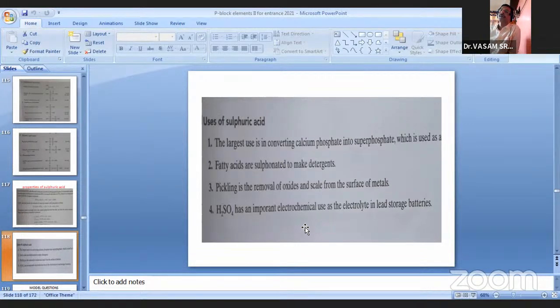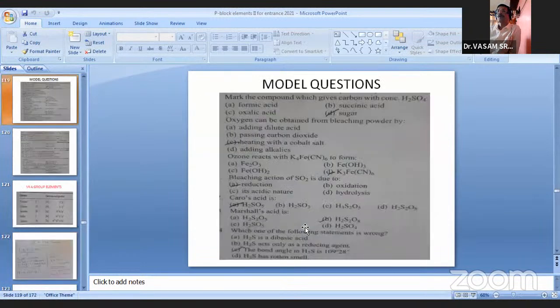So these are all the uses of sulfuric acid. Okay. Now these are the model questions on sulfuric acid and other group 16 elements. You see, the first question is: mark the compound which gives carbon with concentrated sulfuric acid. We saw the reaction earlier. So 4 options are given. The question is the compound which gives carbon with concentrated sulfuric acid.